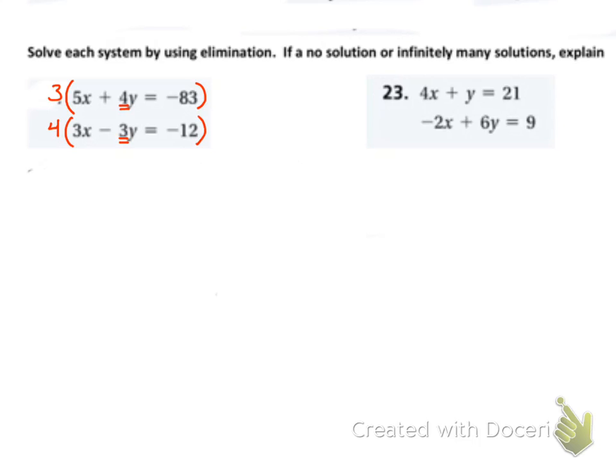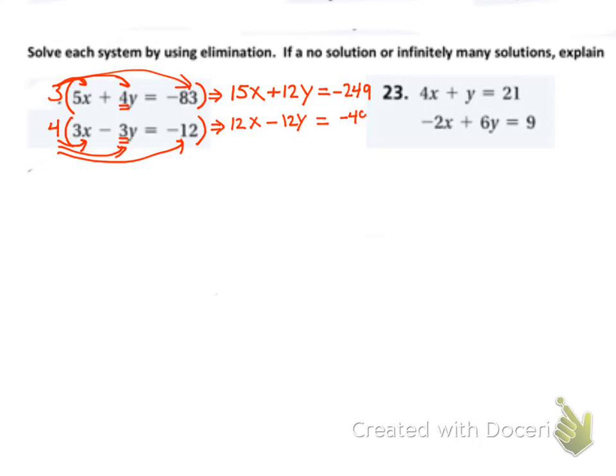Now what I have to do is multiply that entire first equation by 3. So 3 times 5 is 15, 3 times 4 is 12y, and 3 times negative 83 is negative 249. For the second expression, I multiply by the 4, which will give me 12x minus 12y is equal to negative 48. Here, notice that what I did in accomplishing that was I eliminated the y variable, because when I add positive 12y and negative 12y, I get 0.